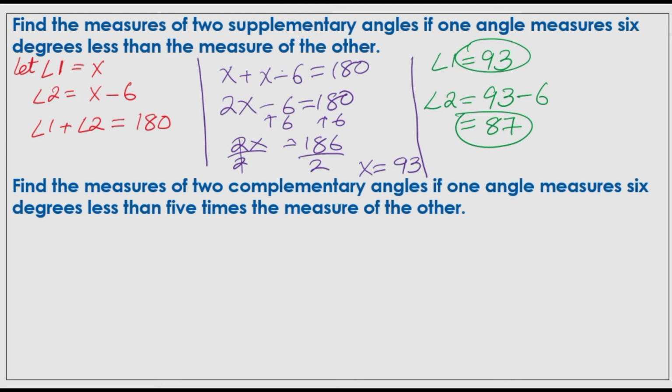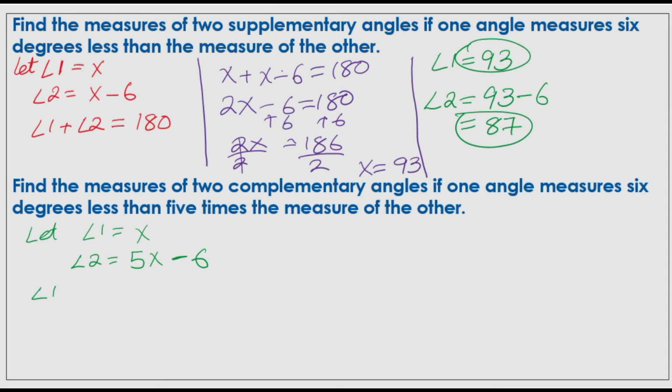Second example, find the measure of two complementary angles if one angle measures 6 degrees less than 5 times the measure of the other angle. Same thing, we will let angle 1 be x. The other angle is 6 degrees less than 5 times, so we have to multiply first. Angle number 2 will be 6 degrees less than 5 times the first angle. That will be the expression for angle number 2.